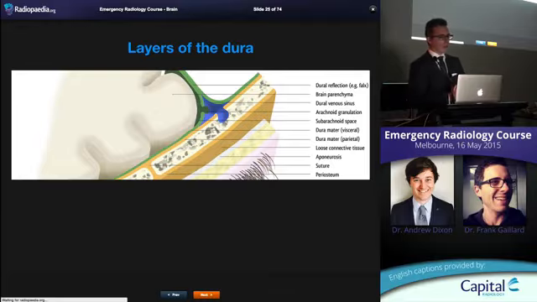Now, on to extra-axial hemorrhages. The key to understanding extradural, subdural and subarachnoid hematomas is understanding the anatomy of the dura, which sounds a little bit dry, but we'll work our way through it. It's not as bad as you might think.